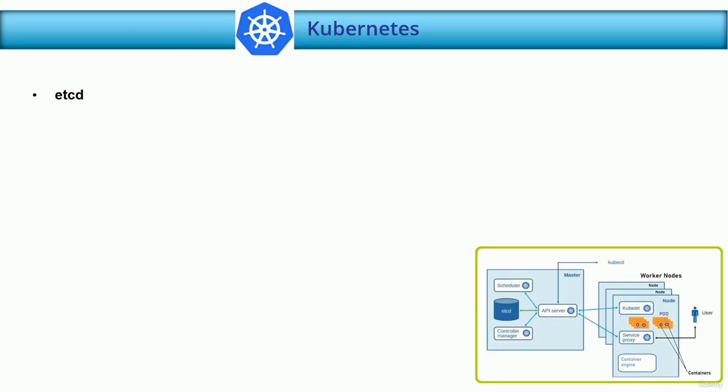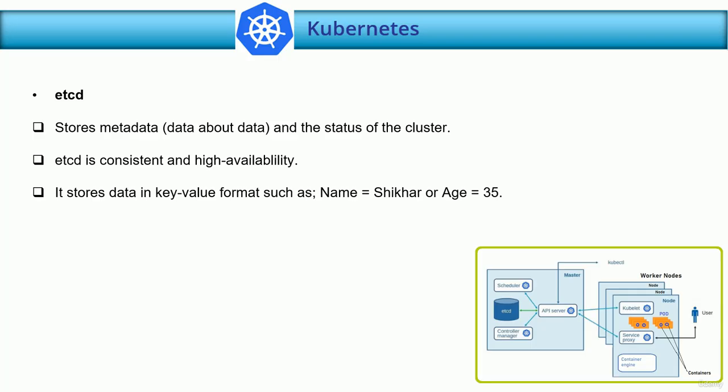Now let's discuss this etcd database. Here we have a few important points. It stores metadata, data about data, and the status of the cluster. So this database keeps the information about the entire cluster. It has the information about the nodes, what all the nodes or master node that we have in this cluster. In the cluster, how many components are there and how many pods are there, what IP is assigned to the server. So it has all the information.